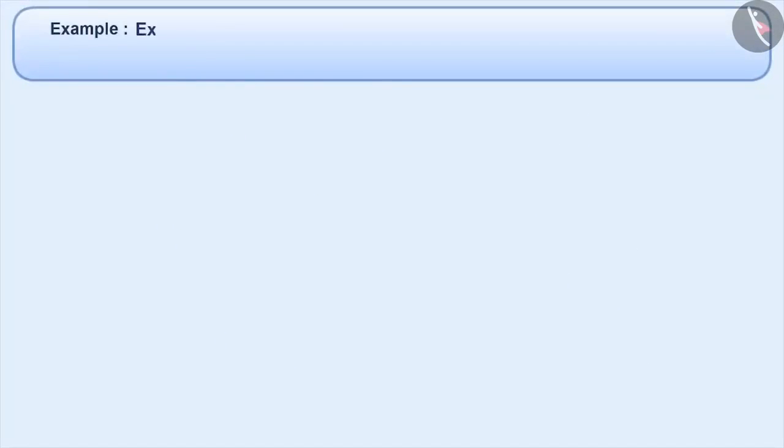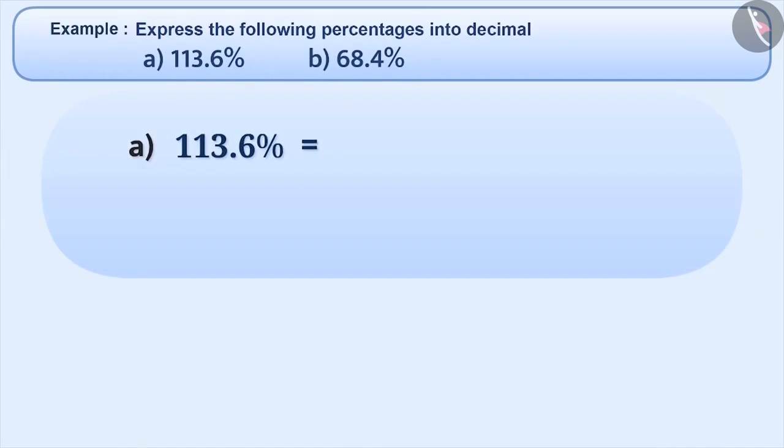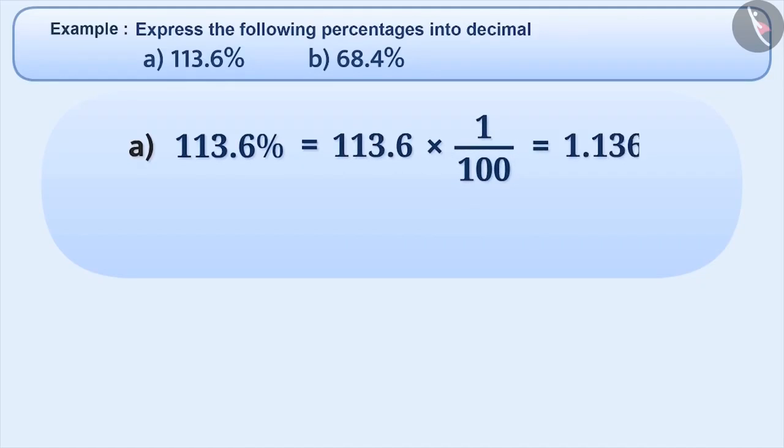Next example. Express the following percentages as decimals. 113.6% is equal to 113.6 into 1 by 100, which is equal to 1.136. To express a percentage as a decimal, we will move the decimal point 2 positions towards the left. In 113.6, after moving the decimal point 2 positions towards the left, we get the decimal form as 1.136.